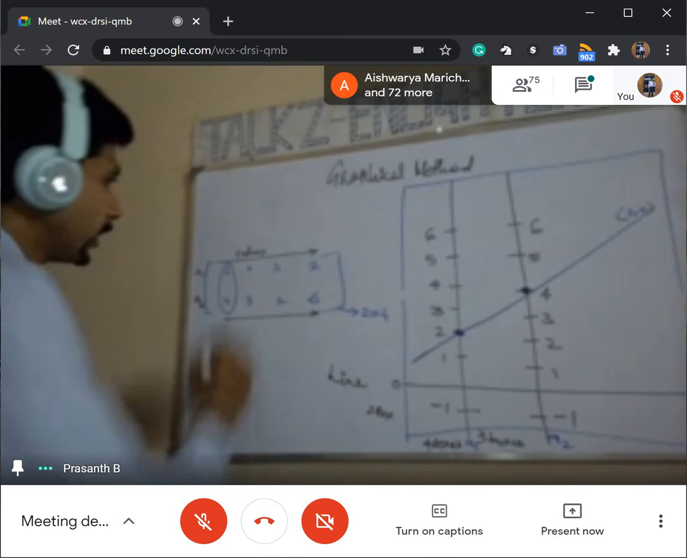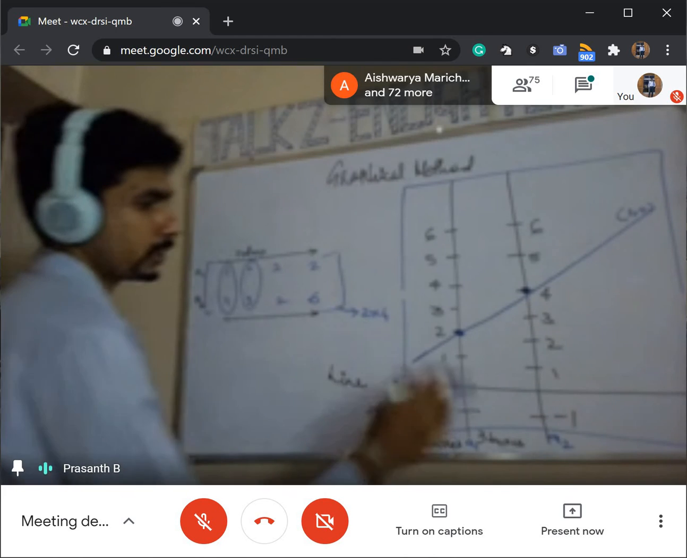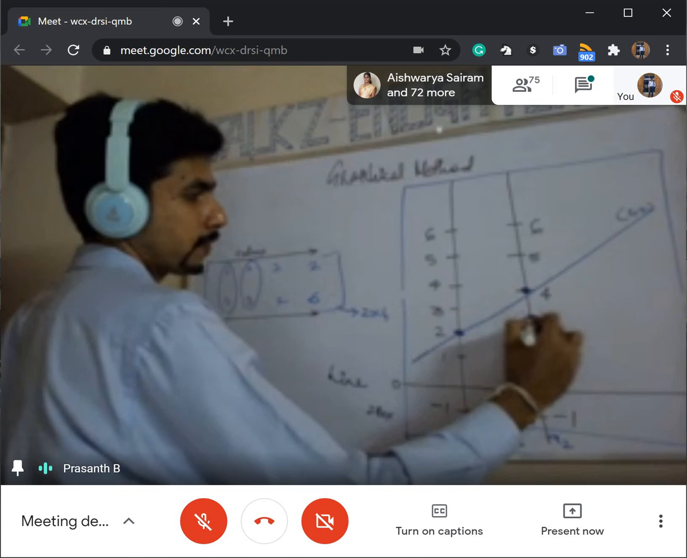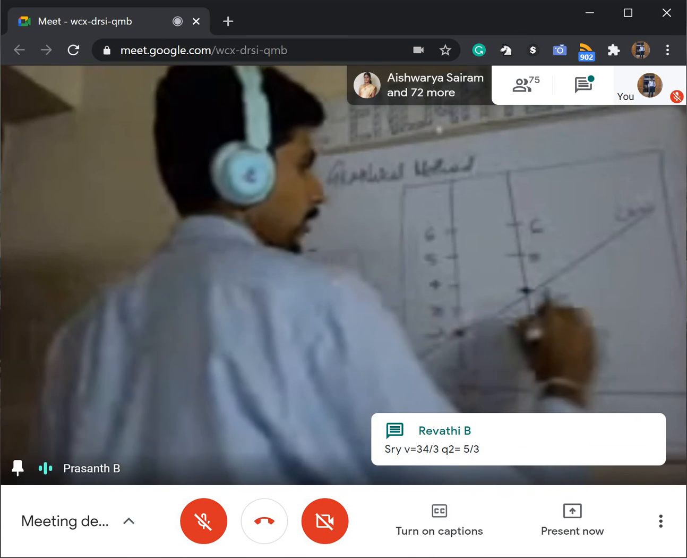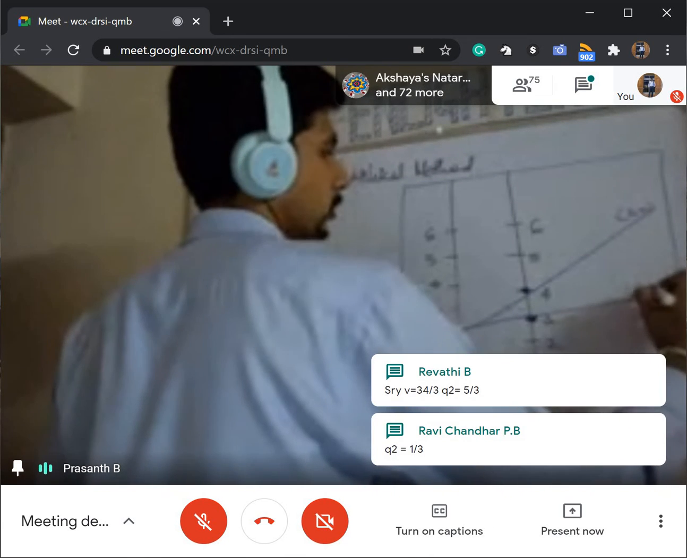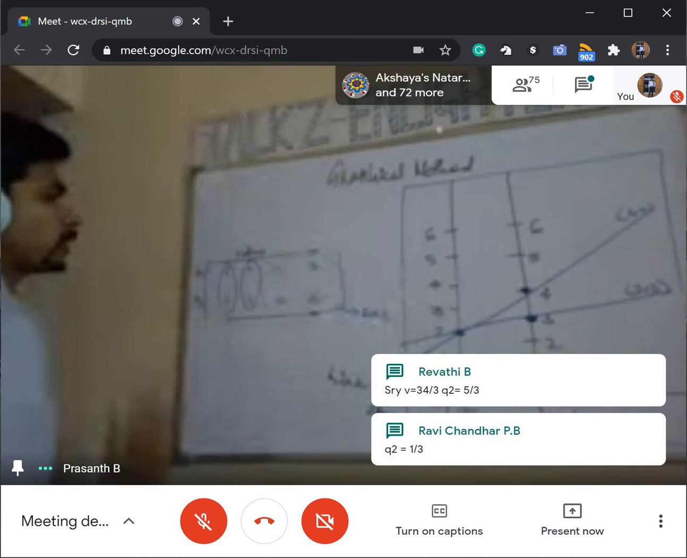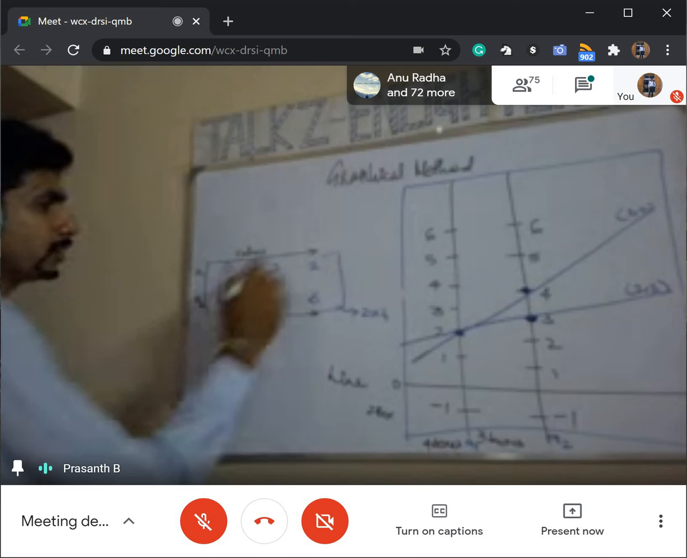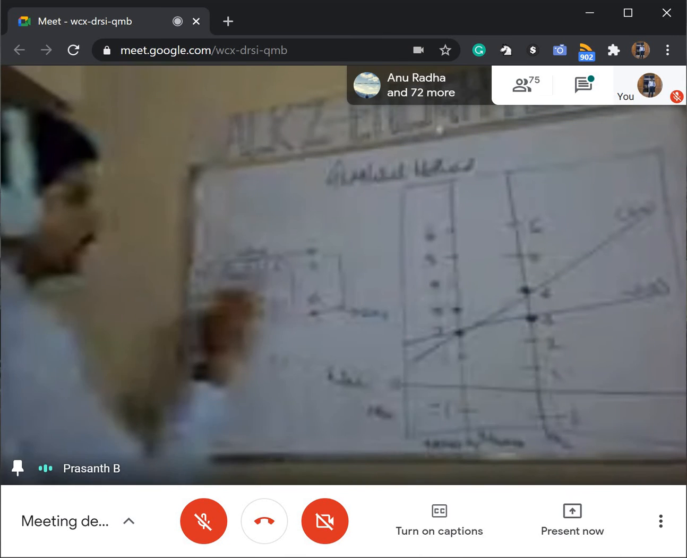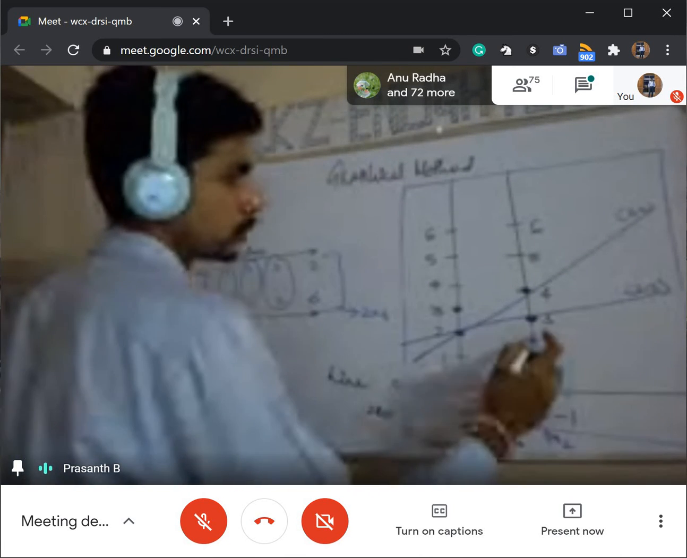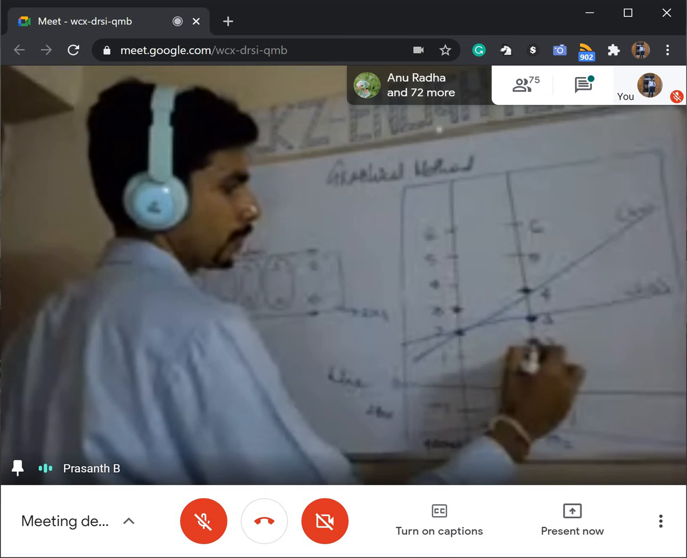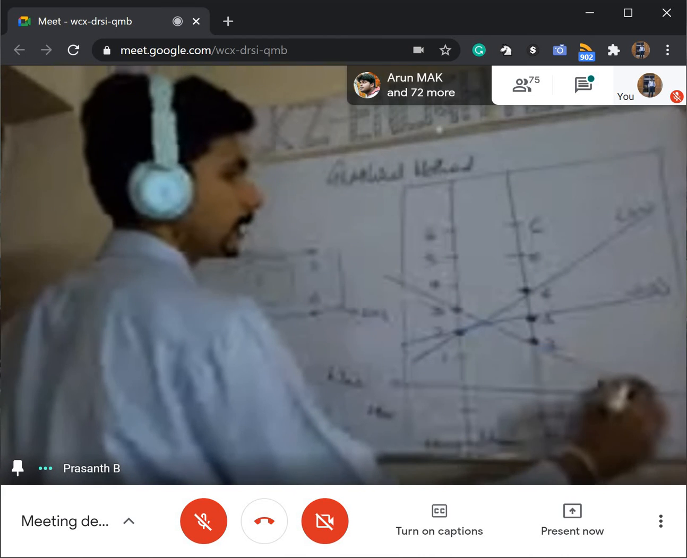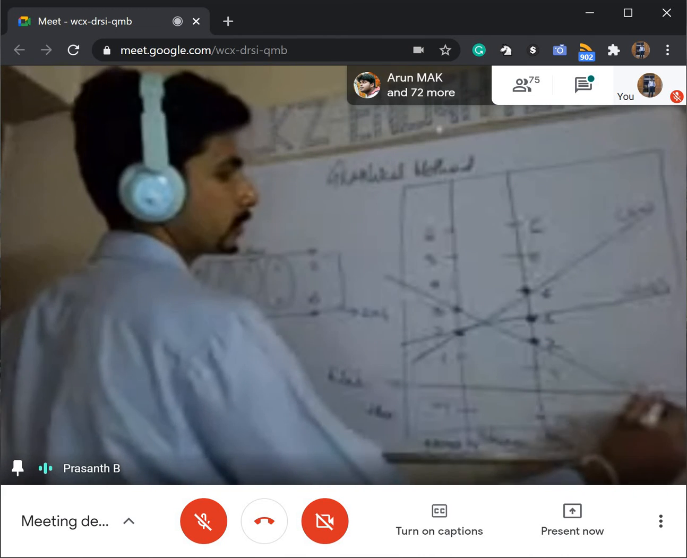That is done. Next, 2, 3. So here it is 2, here it is 3. Now you put the line and mark it as 2, 3. Then 3, 2. So 3 on the A1, 2 on the A2. The line goes like this, so you mark it as 3, 2.